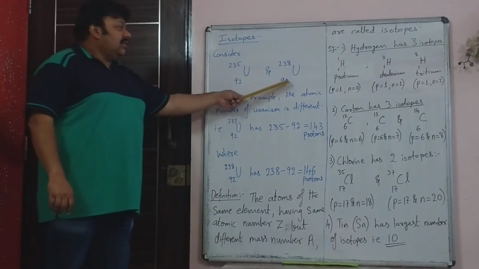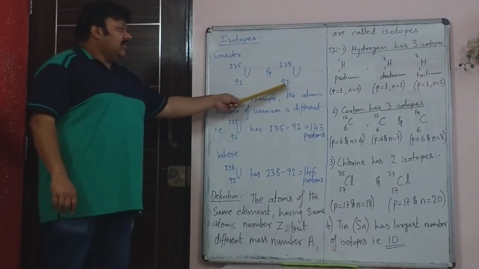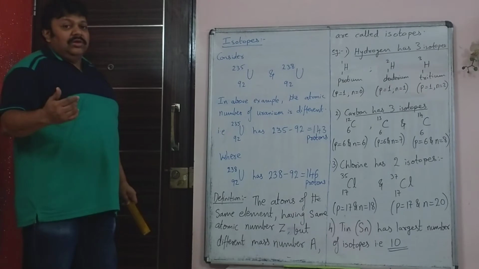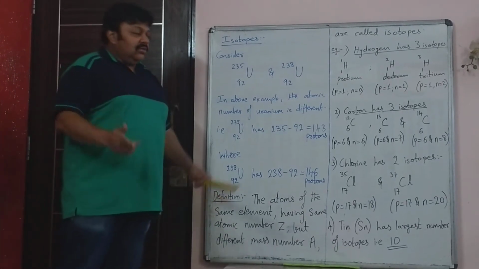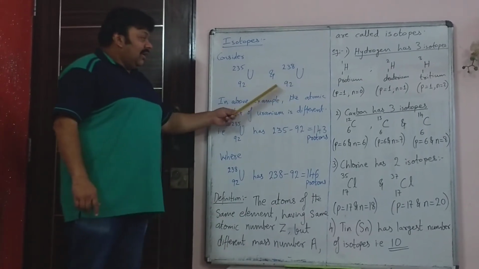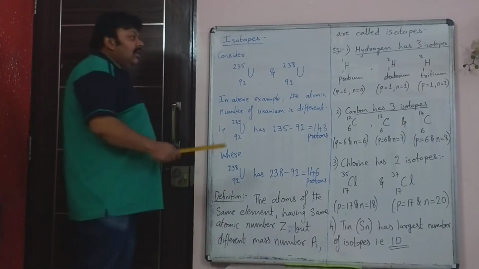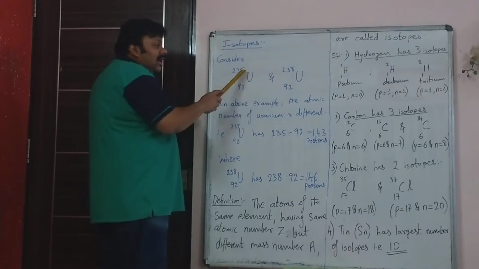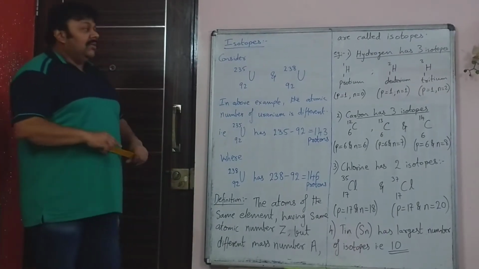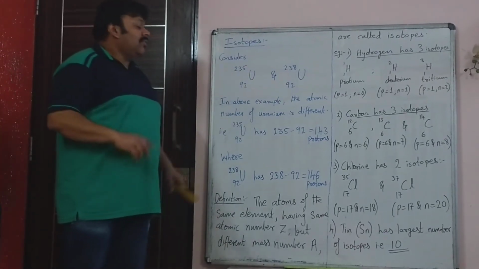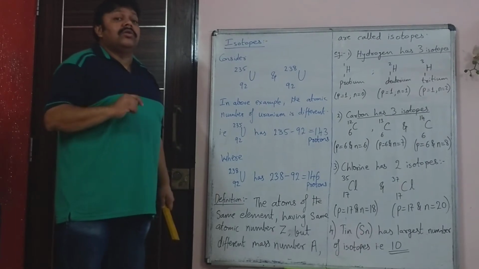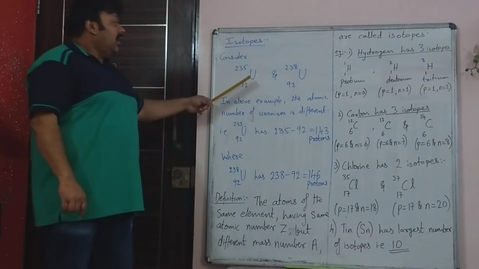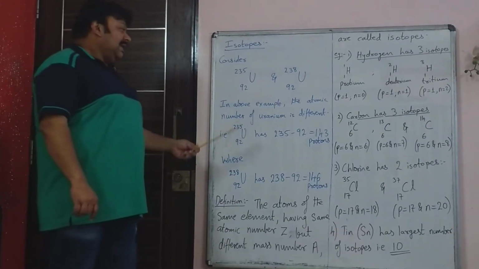So here if you see, it's the same element. So obviously the atomic number is the same, because if atomic number changes, that means the element changes. So the element is the same, so atomic number is the same. What is different in the two is the number of neutrons. That means the mass number is changing. The mass number is different for both of them because the number of neutrons in the nucleus is different for uranium-238 and uranium-235.